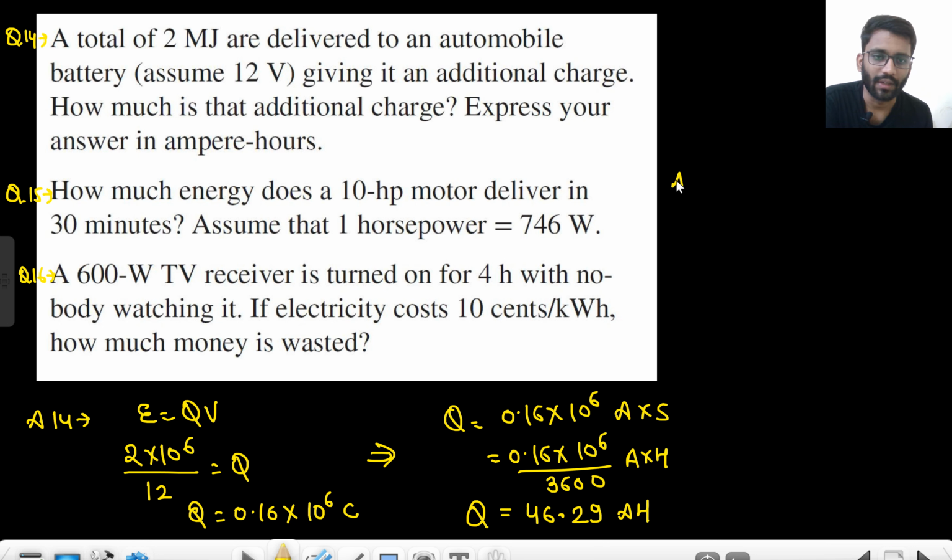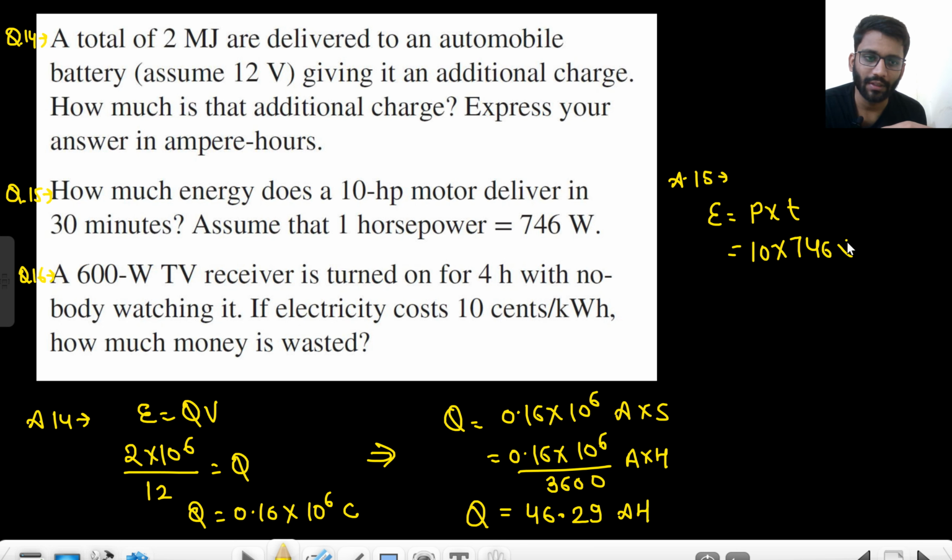Okay, so answer 15 we will write here. Horsepower, this is a unit of what? Power only. Okay, 1 horsepower is 746 watt. So how much energy does a 10 horsepower motor deliver in 30 minutes? Okay, so what is energy? That is P into T. So 10 horsepower means 746 watt, 30 minutes, that means in second 30 into 60.